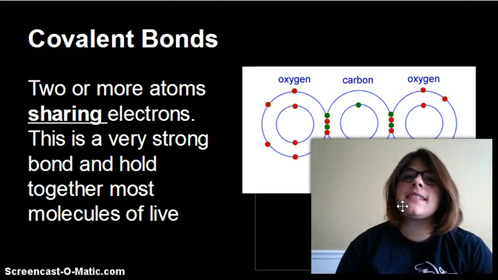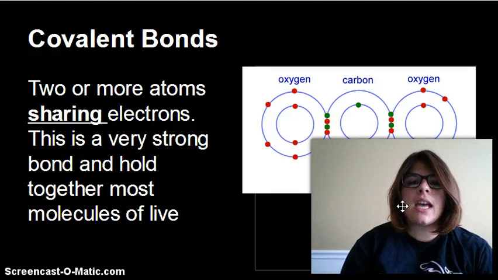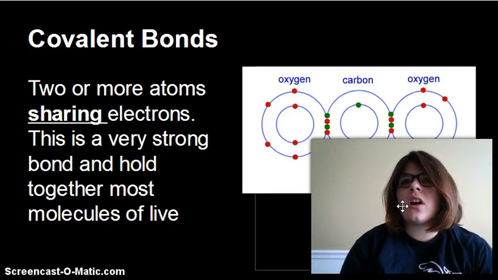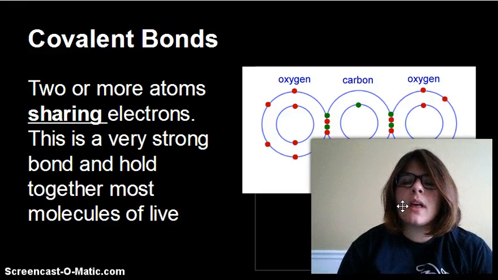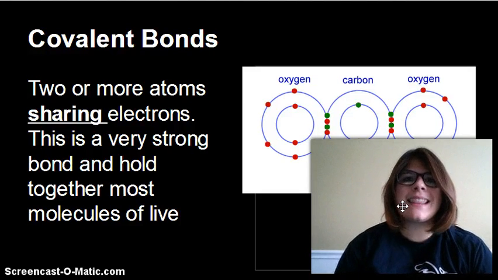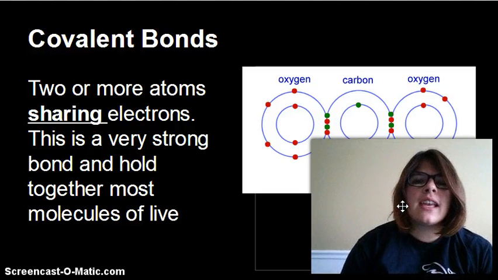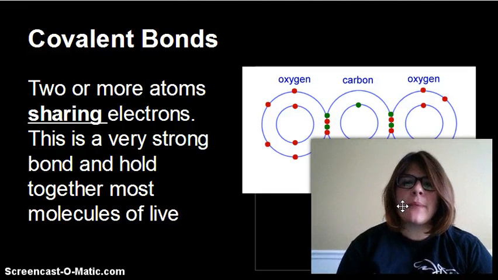Not one atom is taking the electron from another. And this is a very strong bond, and it holds together most of the molecules of life. Molecules of life being lipids, proteins, nucleic acids, all kinds of things we're going to learn about.